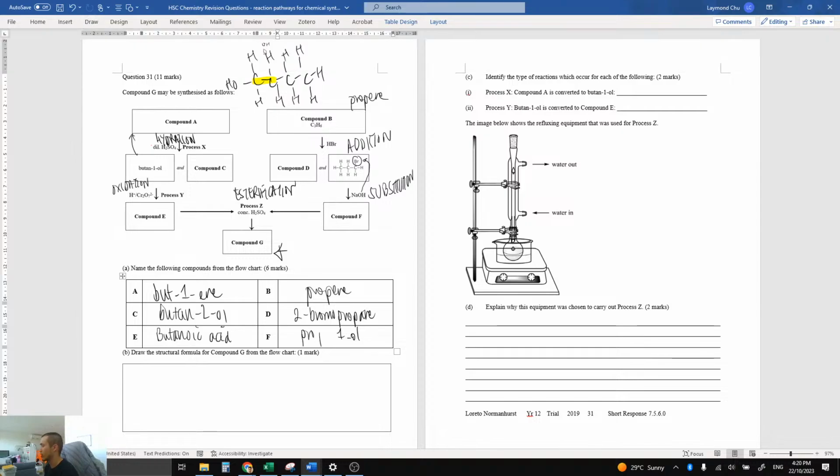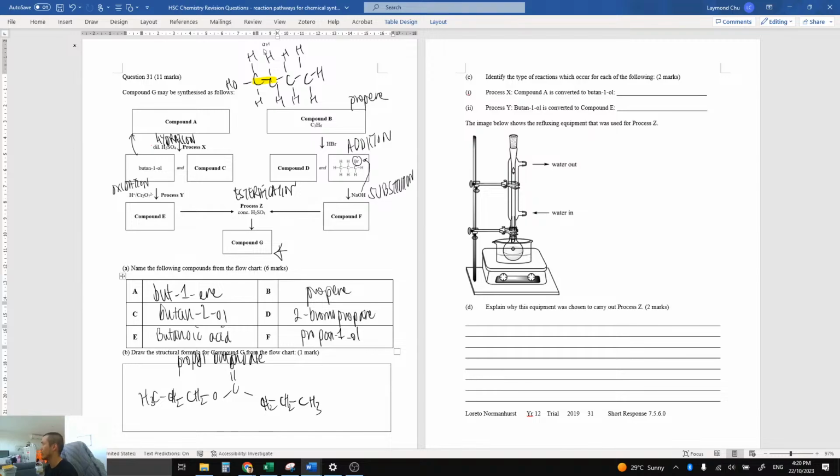Thinking of the other question, propanol. So we've got propanol and butanoic acid. Draw the structural formula of compound G. So that will be, I'm just going to name it first, propyl butanoate. So what would that look like? C, C, O, C double bonded O, C, C, C. So this here is our butanoic acid. This here is our propanol. Cool. So we got there.